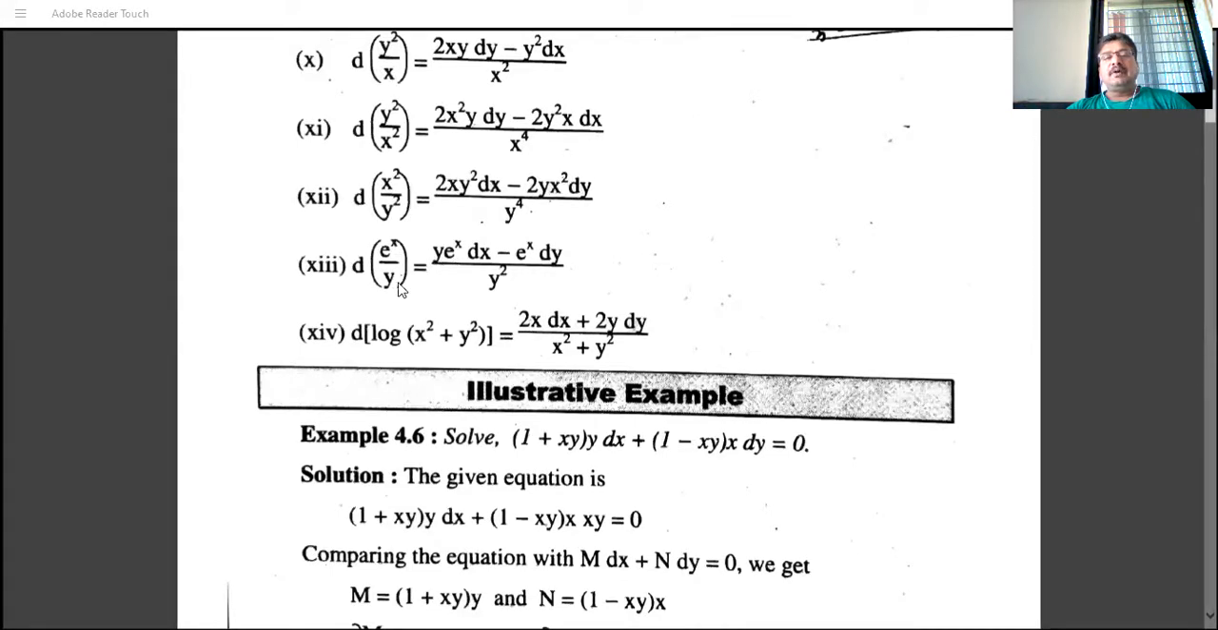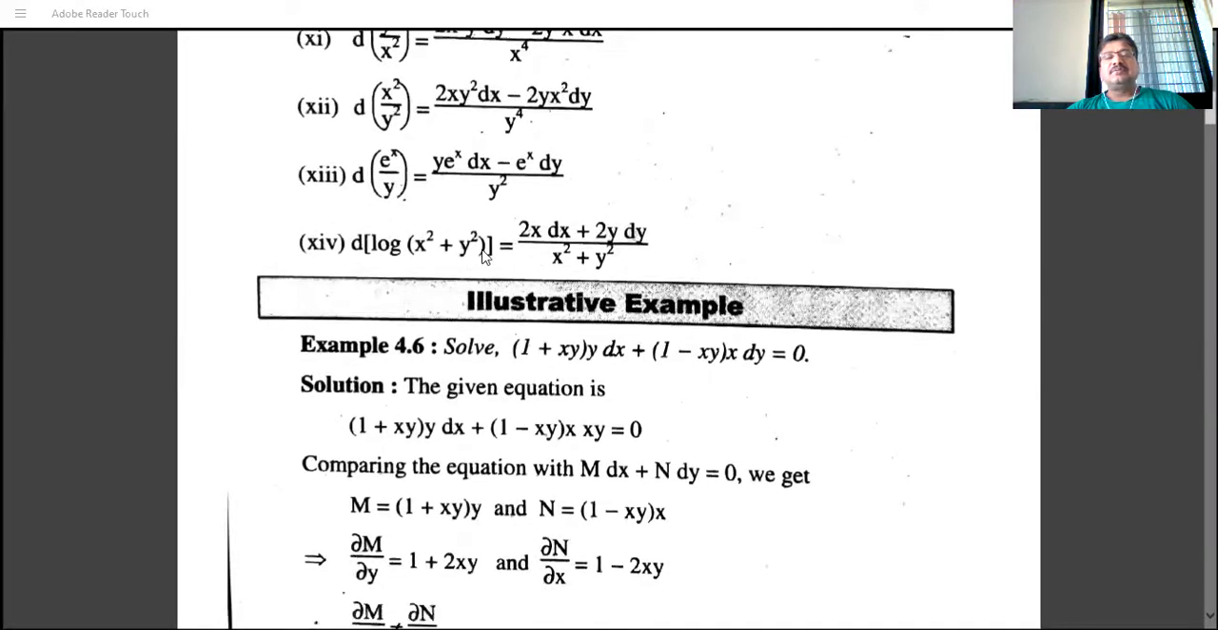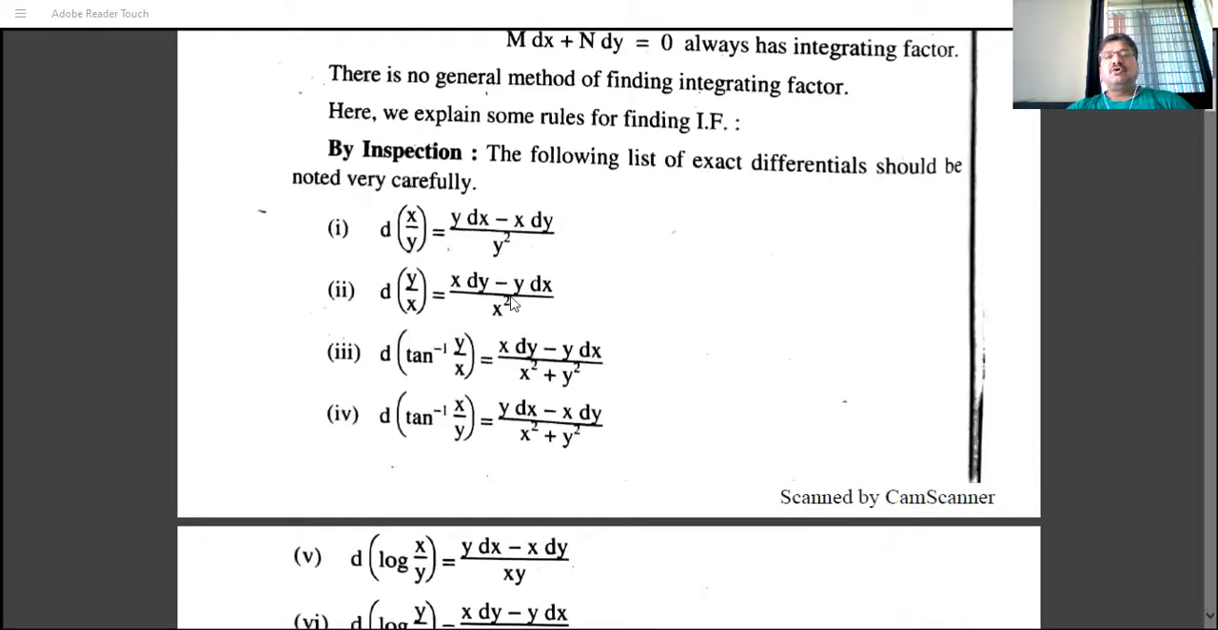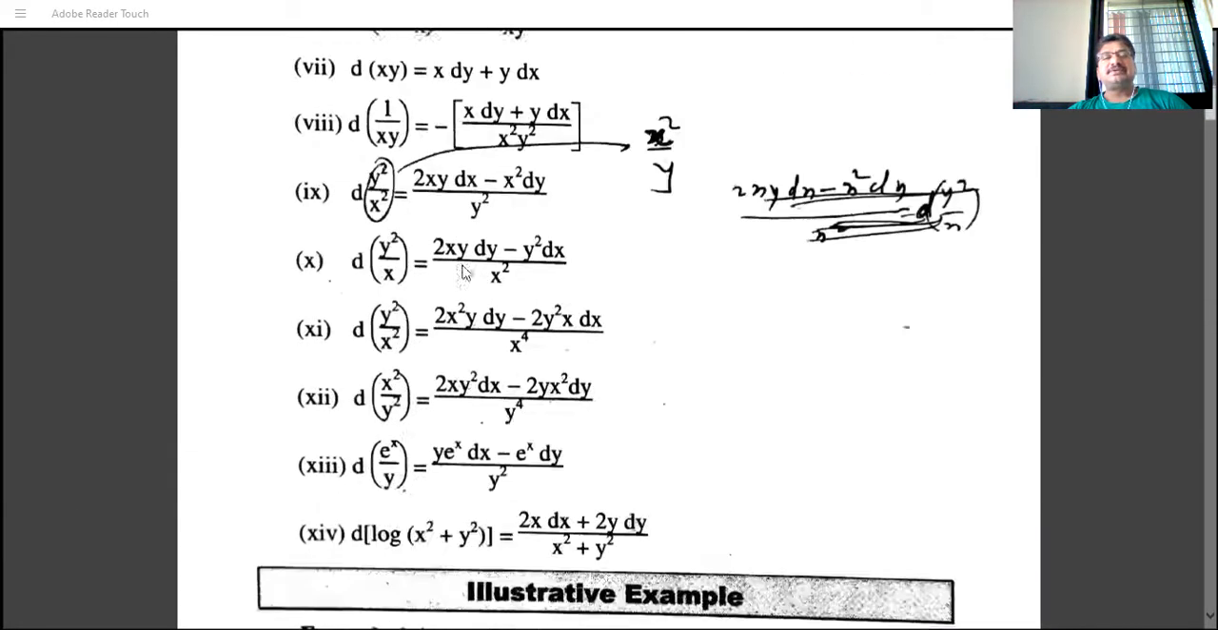By using the u by v rule: the derivative of y e raised to x is e raised to x dx minus v, meaning e raised to x, and the derivative of y is dy divided by y square. The derivative of log of x square plus y square is 1 by x square plus y square into the derivative of x square plus y square, which is twice x dx plus twice y dy. So use these hints to obtain the integrating factor by the first method, the inspection method.